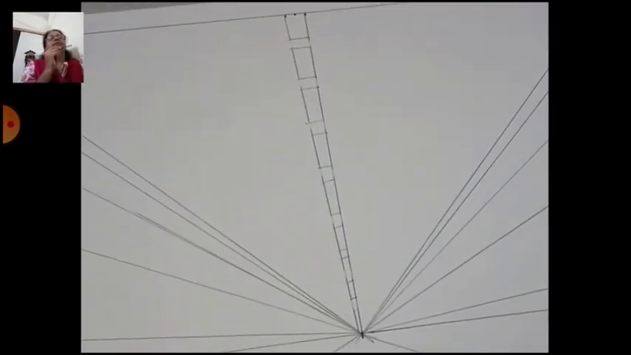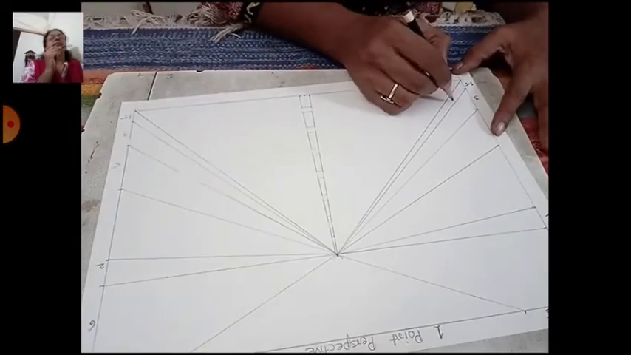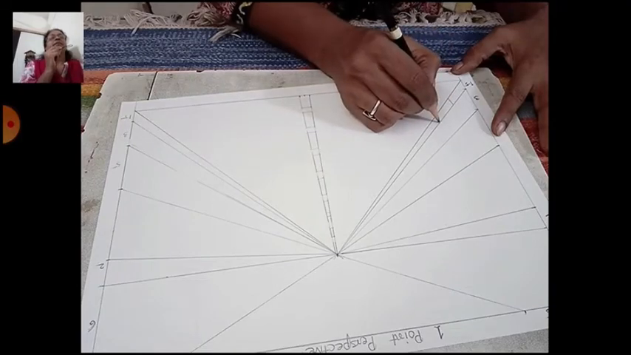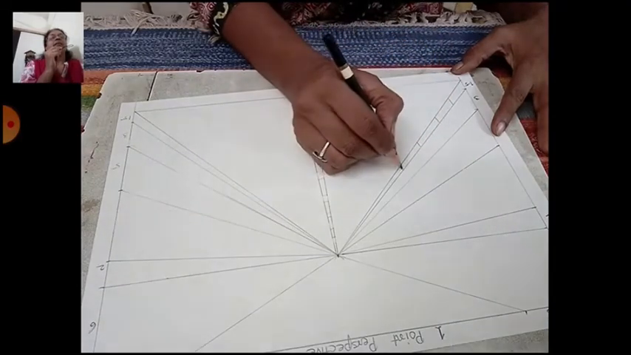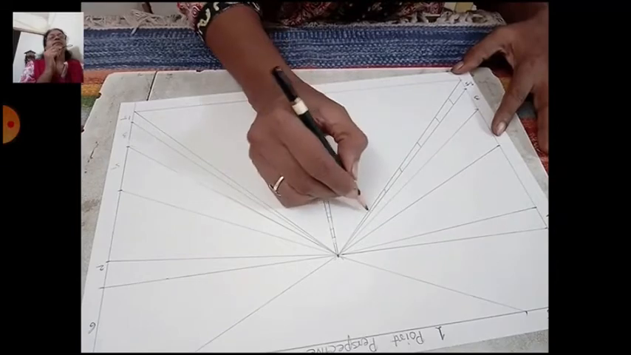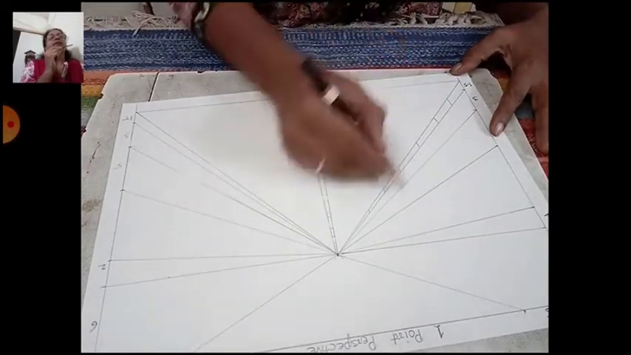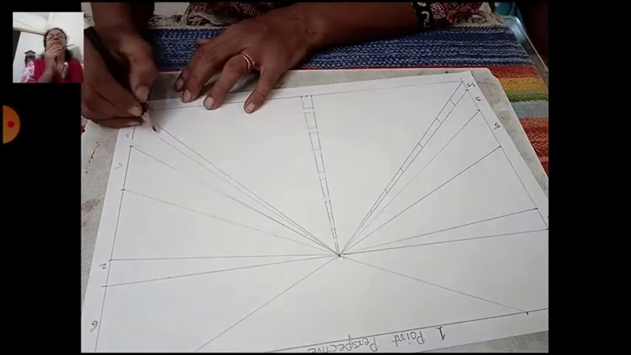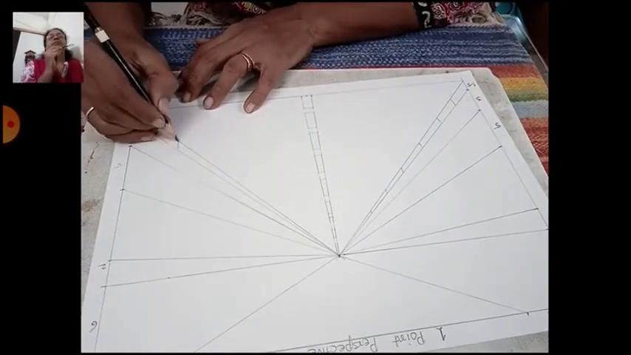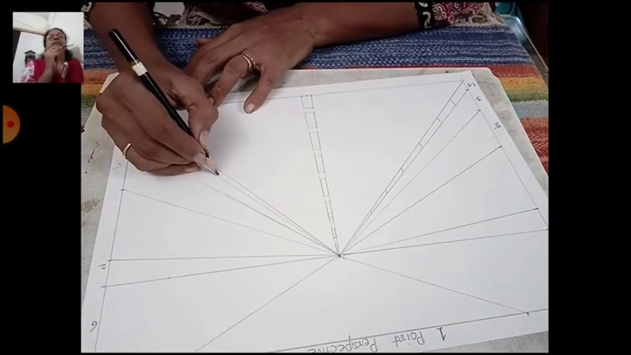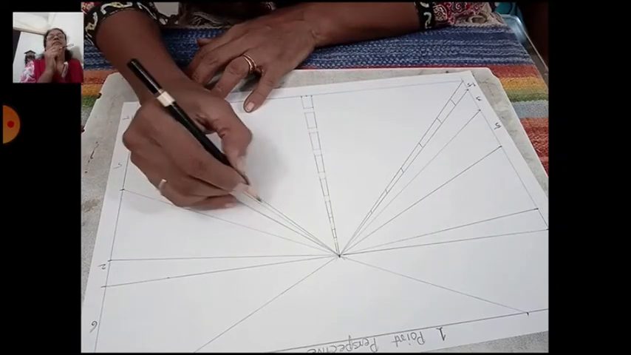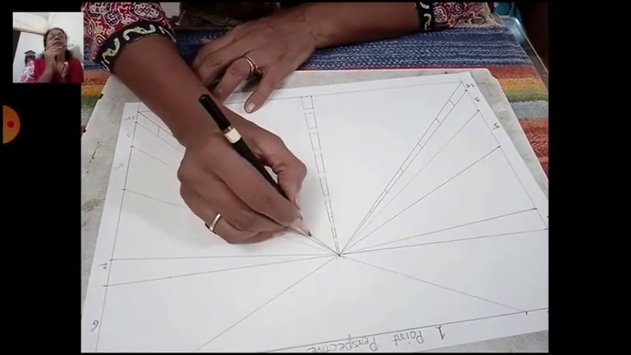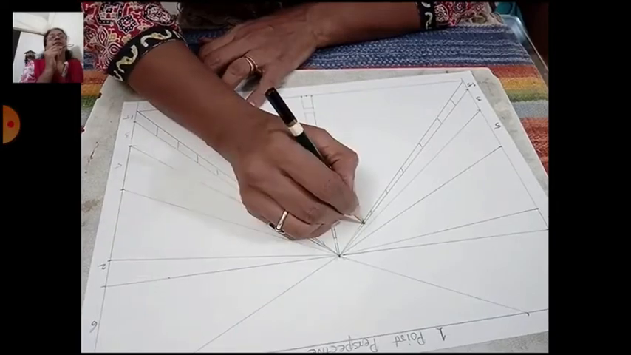After that, with the scale or without scale, draw small vertical lines on those 1.5 lines. Okay, see here also draw a vertical line. Nearer to that point, you draw a small gap.